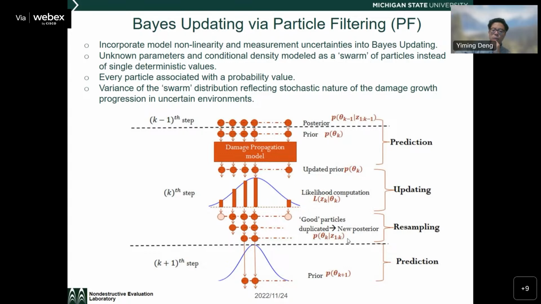And pay attention to the notation z here, that you are considering the measurement now up to k step in this resampling and updating step. With that, you can go to your next step. The updated posterior becomes the prior probability in the k+1 step, and you will keep this moving forward.